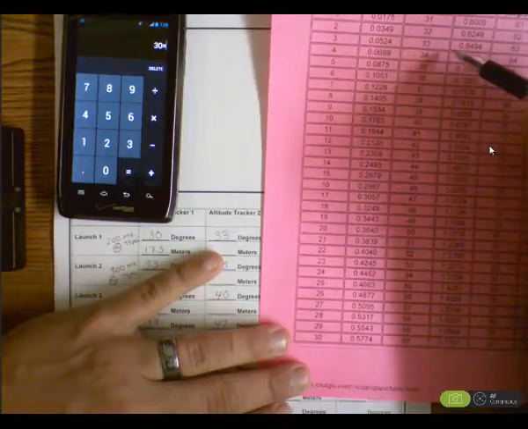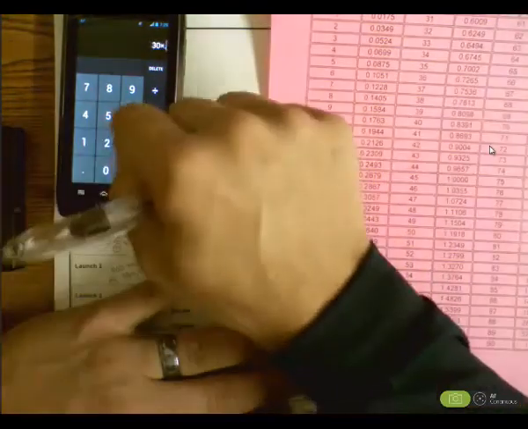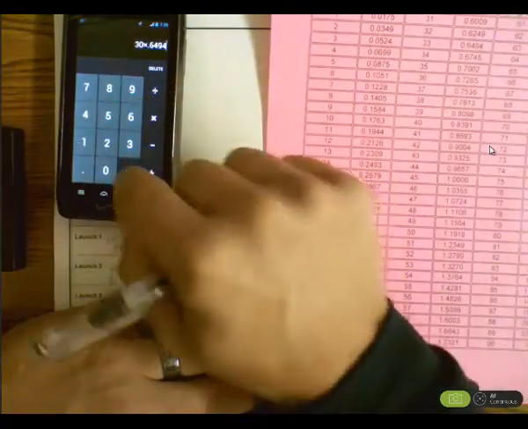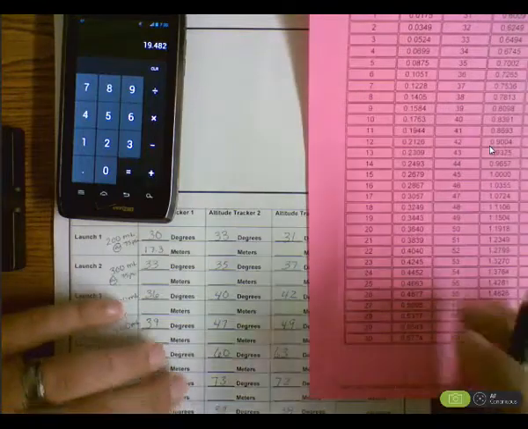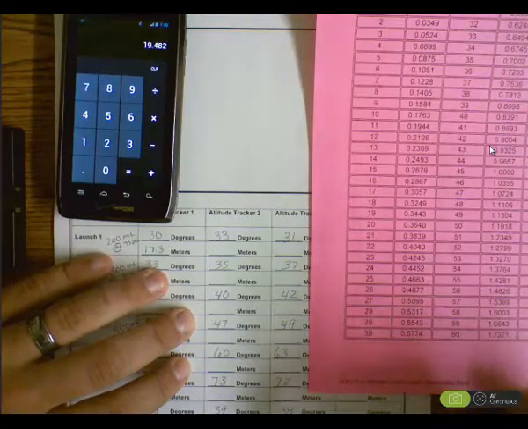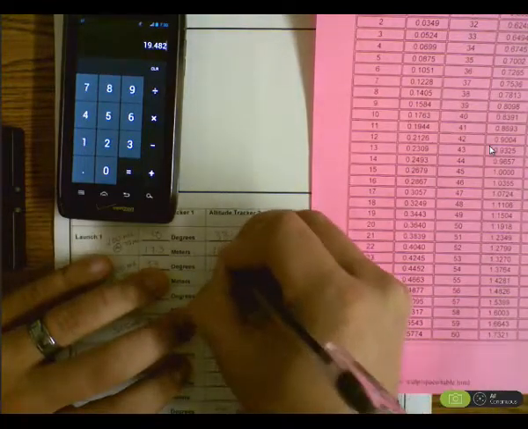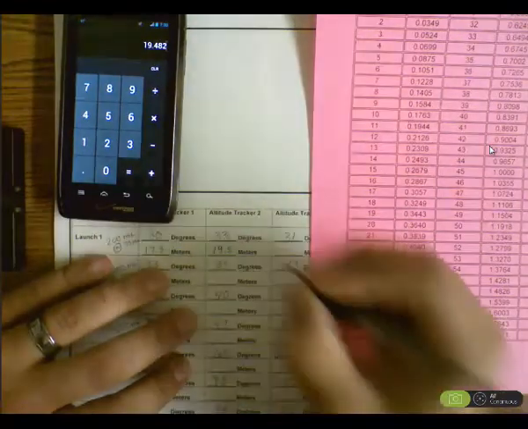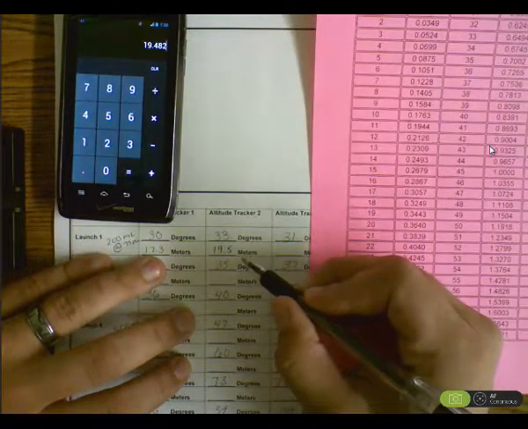It's 0.6494. 30 times 0.6494 equals 19.482. So in this case, I would round it up to 19.5. Anytime you're doing this, round to the nearest tenth. So that altitude tracker got my rocket as going 19.5 meters.